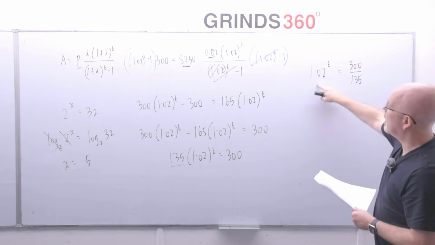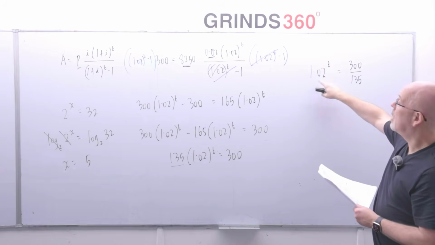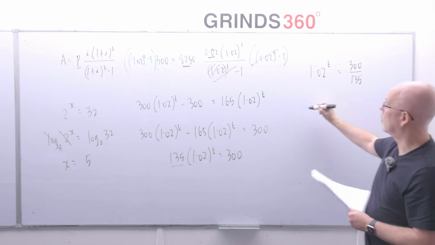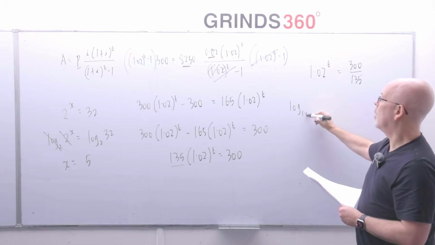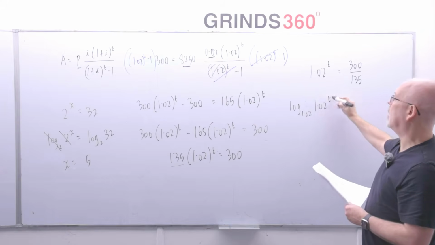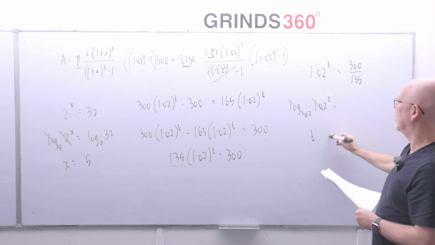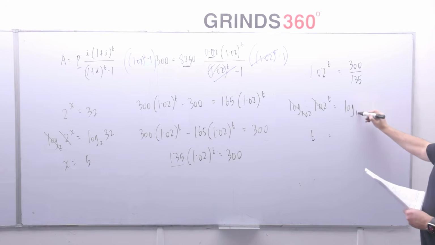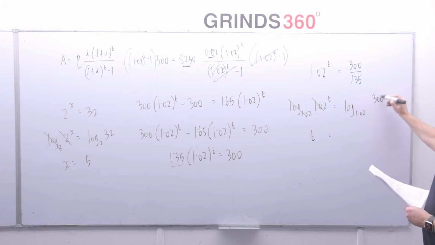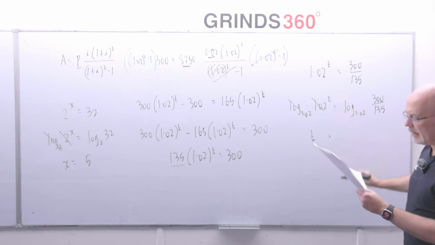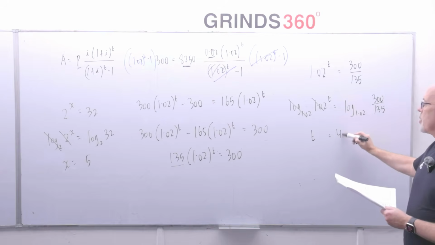So to remove 1.02 to the power of, log to the base 1.02, right? Because these two base numbers match, they will cancel and leave the t behind. So whatever I do on the left, I've got to do on the right. So I just put that into my calculator, log to the base 1.02 of 300 over 135, and that comes out around about 40.3.